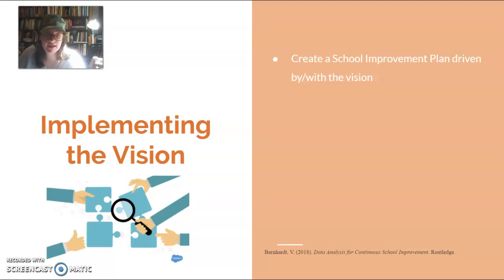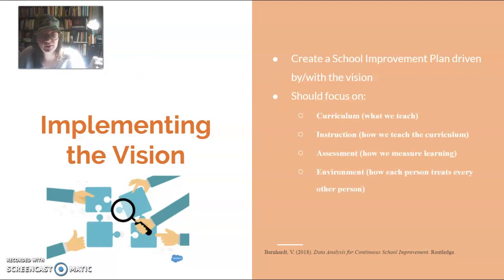So by using the data from parents and student achievement that we use to create the vision, we'll also use that to create the school improvement plan. It should focus on curriculum, instruction, assessment, and environment. What we teach, how we measure learning, and how everybody treats everybody.